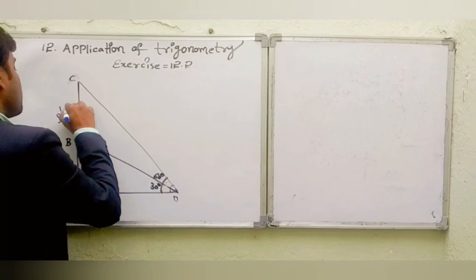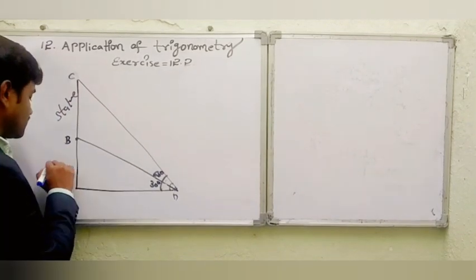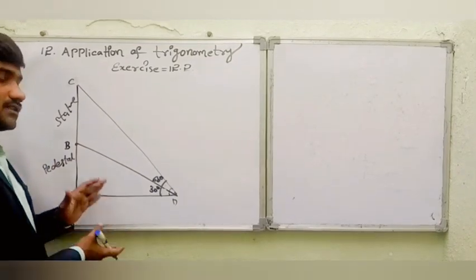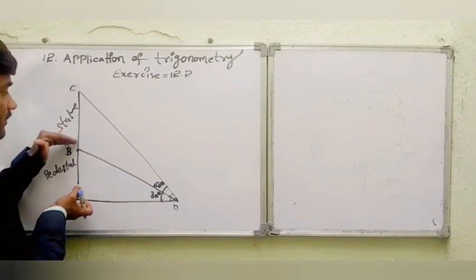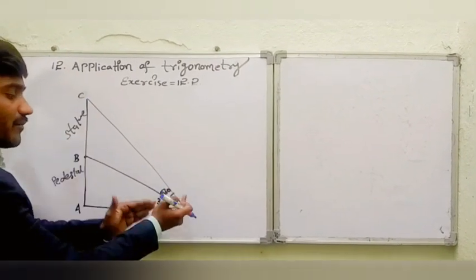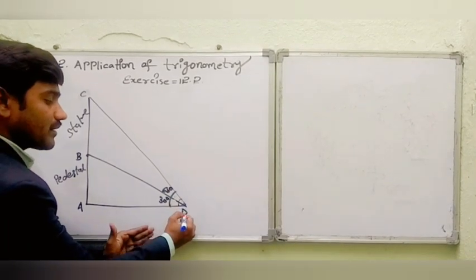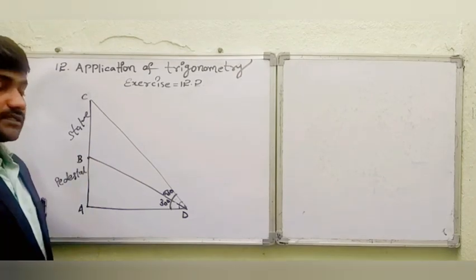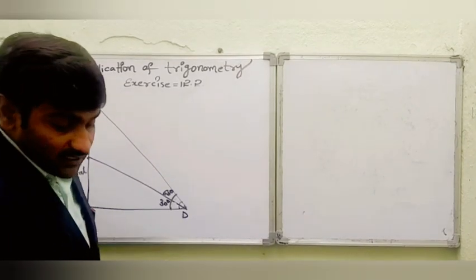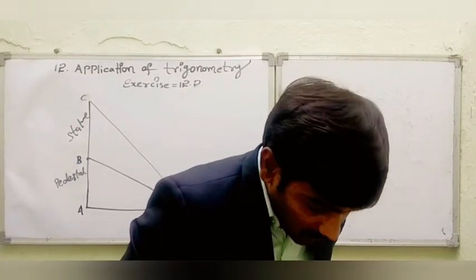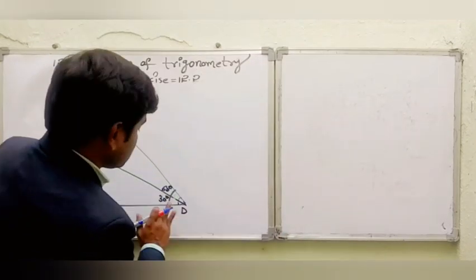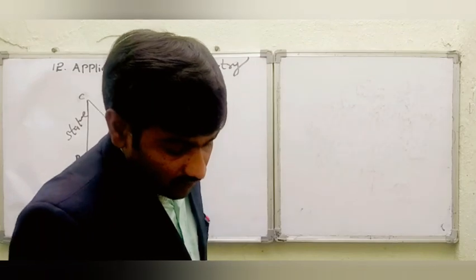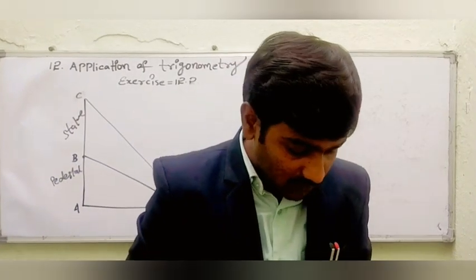This is the statue and this is the pedestal. Okay, pedestal in the sense a basement. On the basement there is a statue here. From a point on the ground D, he observed the top of the statue and the top of the pedestal. Sorry, here not 35 degrees, here 30 degrees, here it is 45 degrees according to the question. Now find the height of the statue.